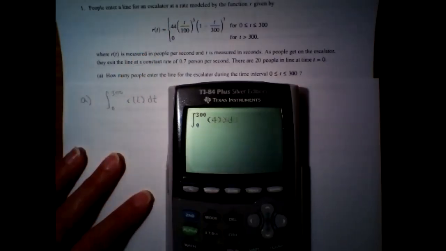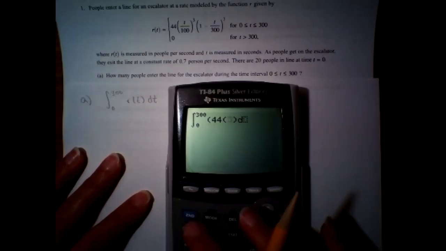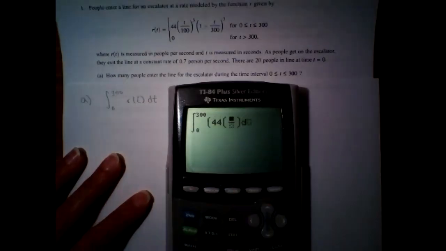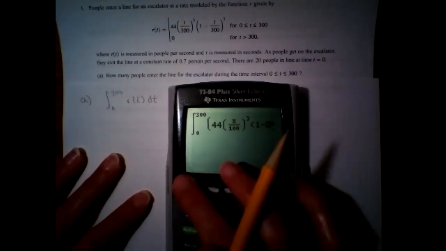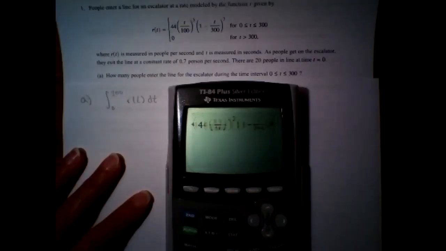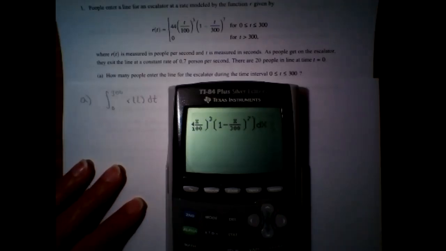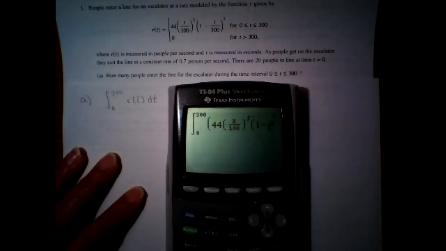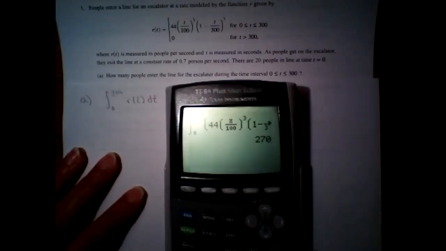So we're going to type this before parentheses, fraction x over 100 to the third, and then a new parenthesis, 1 minus fraction x over 300, and then that is all to the 7th dx. Again, if I type anything too fast, I'm recording this. You can always go back and watch it again and pause it if you want a chance to type it in. We get 270 people.